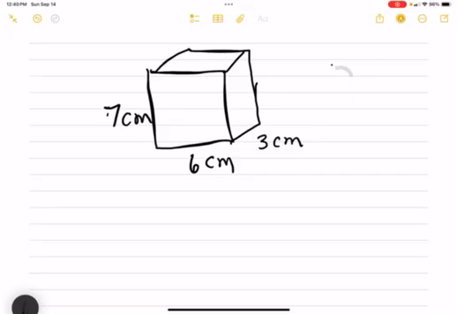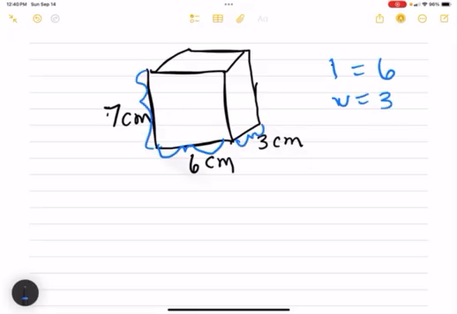So again, we're going to find the length, the width, and the height. We're going to multiply it out to find the total volume of the figure. For the length, I see we have 6 centimeters. For the width, we have 3 centimeters. And for the height, we have 7 centimeters. So we're going to take 6 times 3 times 7.